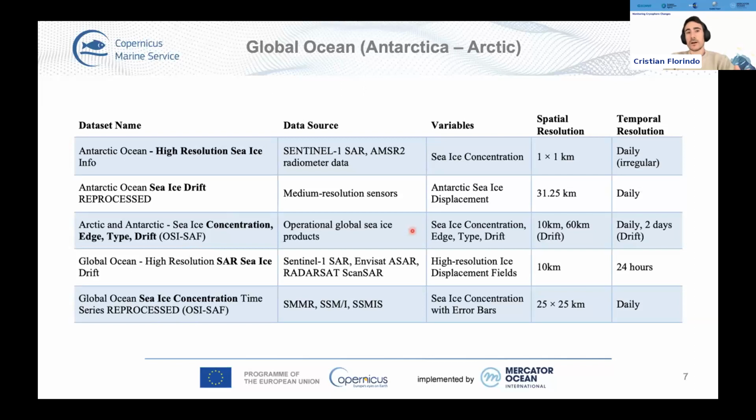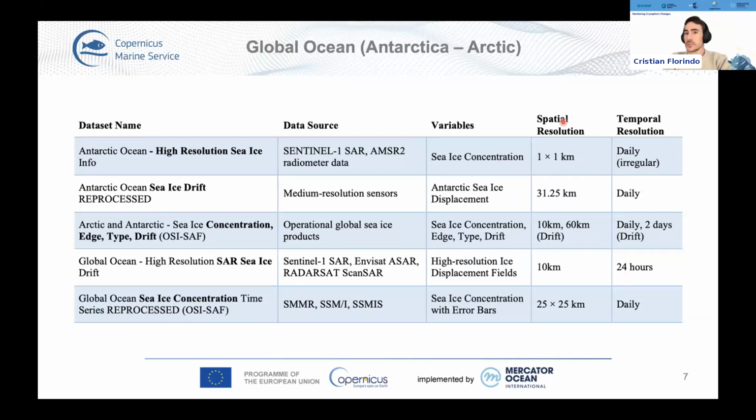First, I'm showing some that are global or relatable to both poles, Antarctica and the Arctic Ocean. First, we have the high resolution sea ice, where you can find ice concentration in the ocean. Then ice drift, which is the displacement, how this ice is moving. You can also find the Arctic and Antarctic sea ice concentration, age, type, and drift. You will find a lot of information about concentration and drift, as we've seen before, but also where the edge of the ice is and what type of ice there is in different areas. You can also find, again with SAR, the sea ice drift. And finally, the global ocean sea ice concentration, but that is a reprocessed time series.